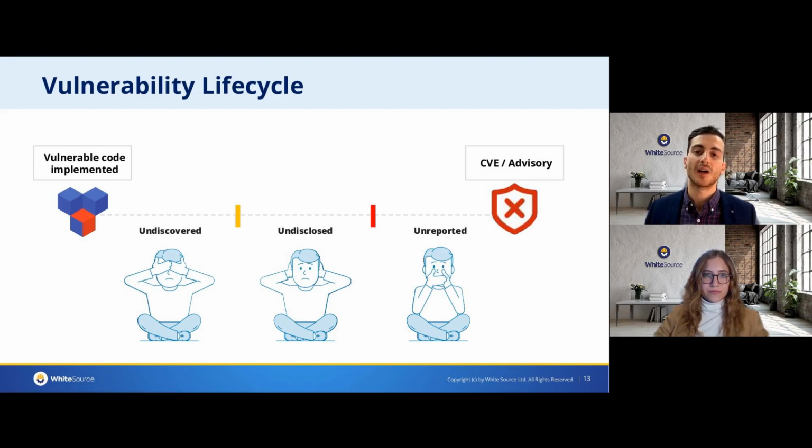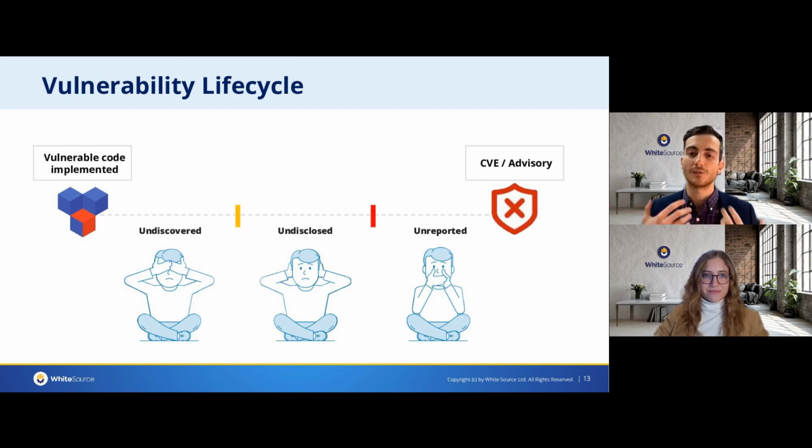We're left with unreported vulnerabilities. These vulnerabilities exist because of the last missing step in the vulnerability lifecycle. Vulnerabilities that have been discovered and disclosed, meaning that the maintainer already knows about them, he fixed them, and he might even have added comments and remarks. But he didn't share this information with the community.